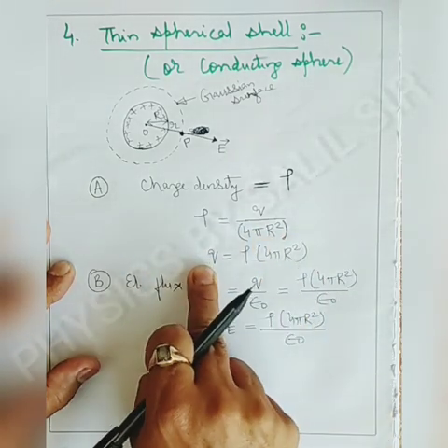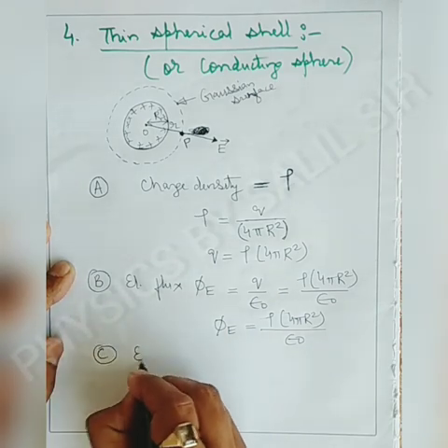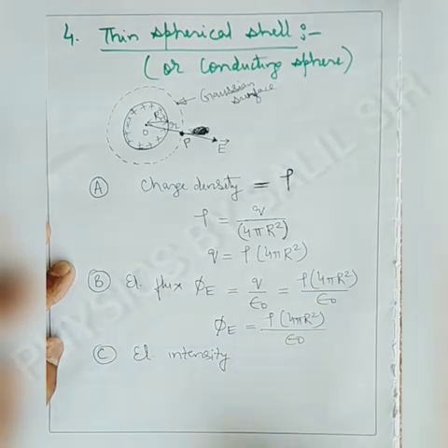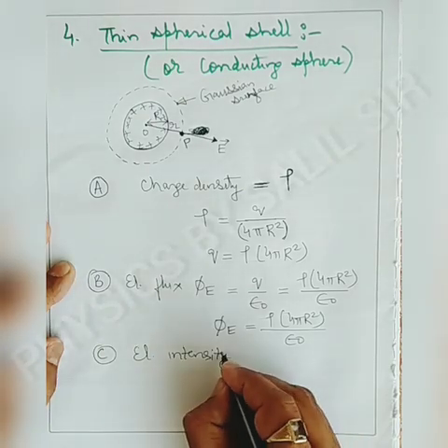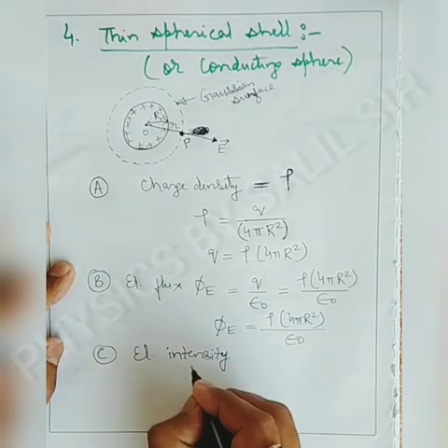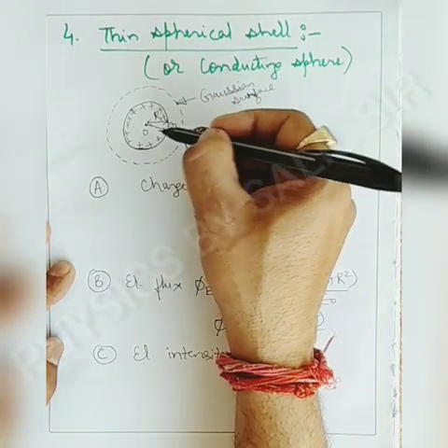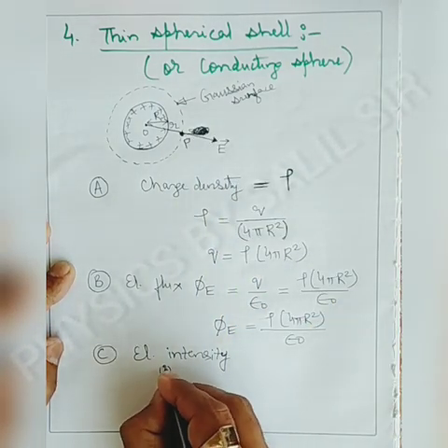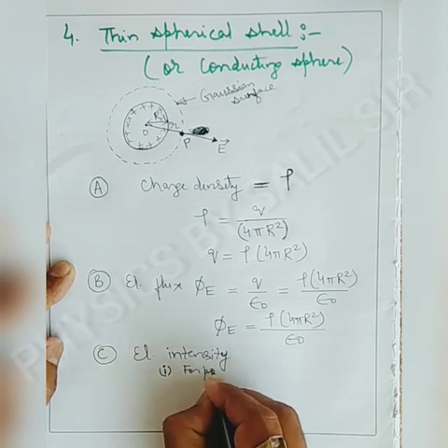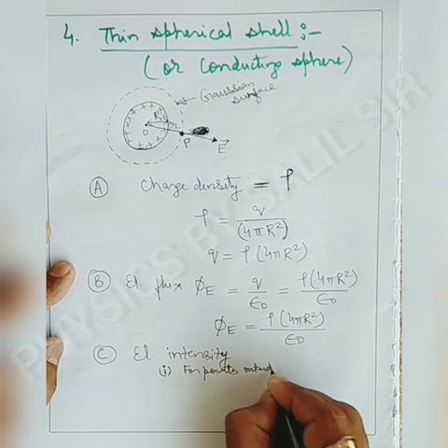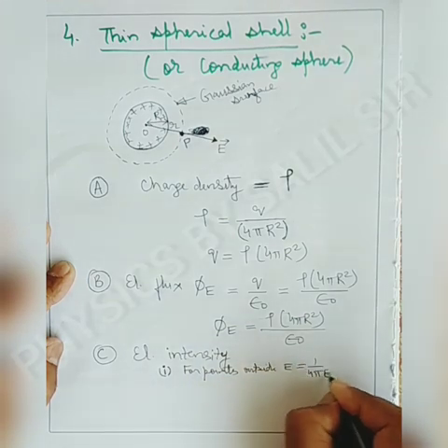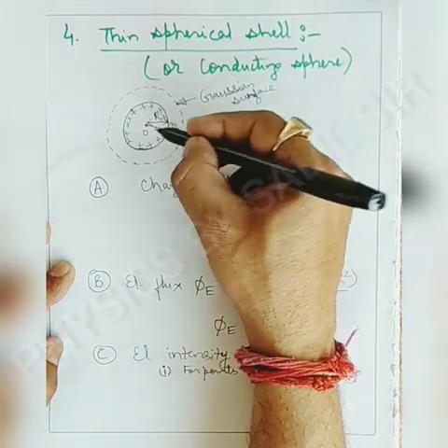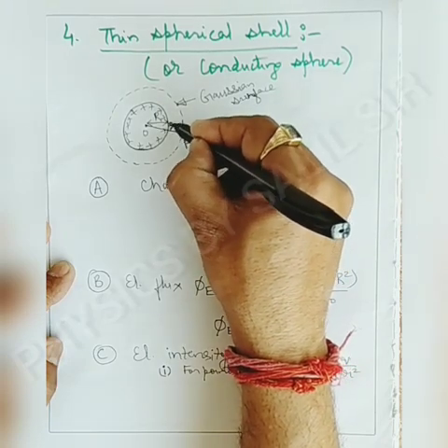And the third one is electric intensity. Electric intensity will be taken at three places, means the intensity outside the shell. This is the shell, the intensity outside the shell. So in Roman I am writing. So for points outside, E will be equal to 1 upon 4 pi epsilon naught Q upon r square. Outside on the Gaussian surface, the distance of P from O is taken as small r. So that's why small r square is taken.